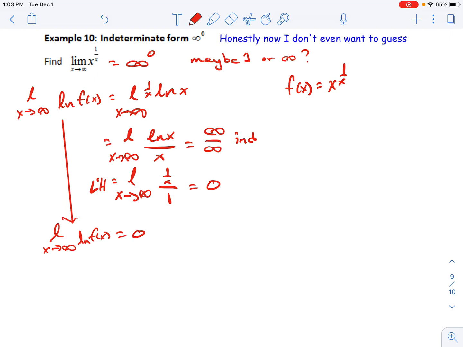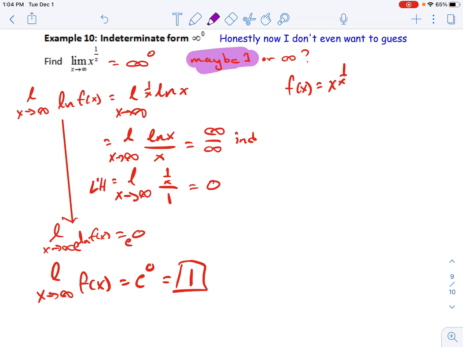So we're going to exponentiate it with a base of e. And so the limit as x goes to infinity of our function is e to the 0, which is 1. So it was 1 in this case. It was what we thought maybe it would be because it's to the 0. But that's not always the case, as we talked about in class, because not all infinities are created equal and not all zeros are created equal.